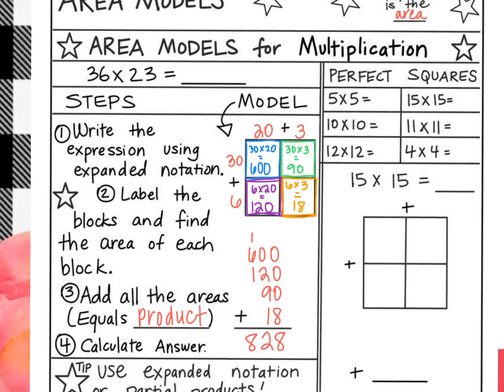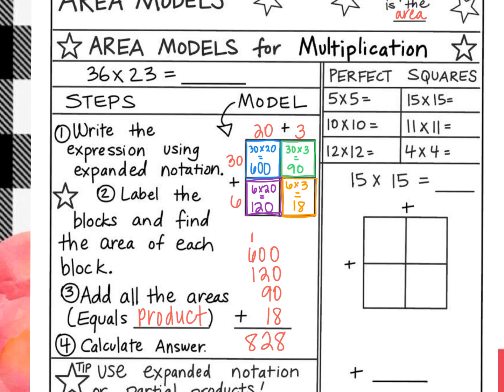So you guys just did a 2-digit by 2-digit multiplication problem without doing it the standard algorithm way. We are doing the standard algorithm way, and I'm going to let you choose which one you like best. We're doing standard algorithm tomorrow. Today is all area model, breaking it up with expanded notation. Now let's look over to the right where it talks about perfect squares.